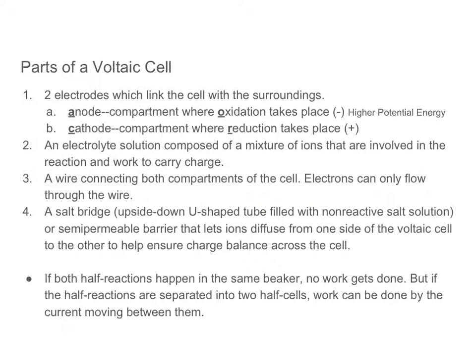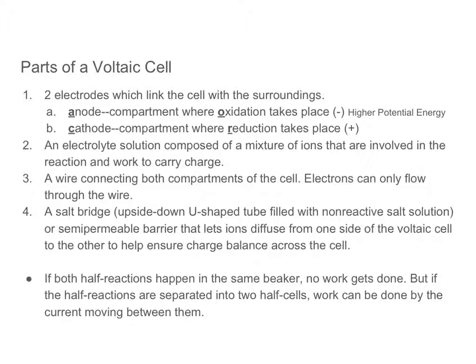Now, we are going to focus on voltaic cells today, so I need to spend some time talking about them. The first thing we need to talk about is what actually a voltaic cell is. A voltaic cell always has two electrodes which link the cell with the surroundings. The first electrode is an anode, the other one is a cathode. I am sure at some point in your academic career you have heard those terms, but we have to define them for chemistry. In this case, the anode is the compartment or the cell where oxidation takes place, and the cathode is the compartment or cell where reduction tends to take place.